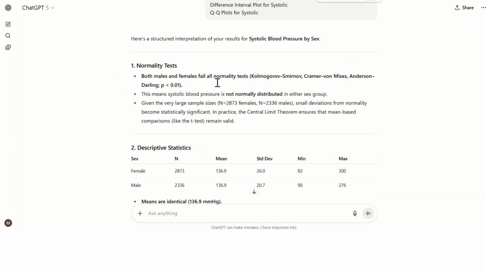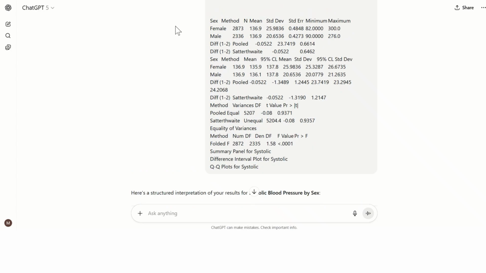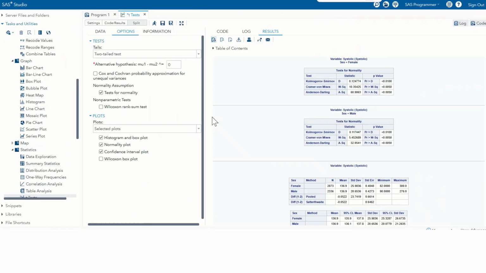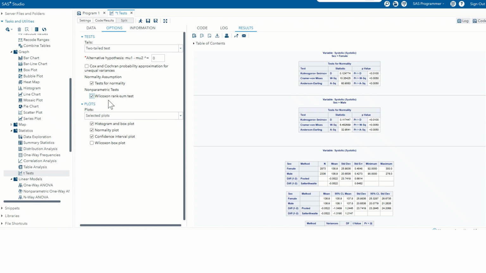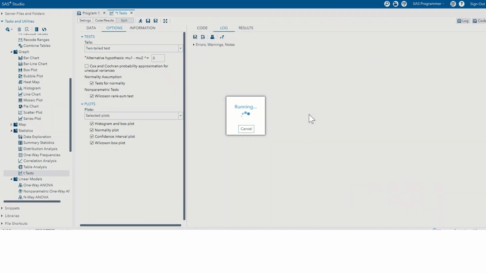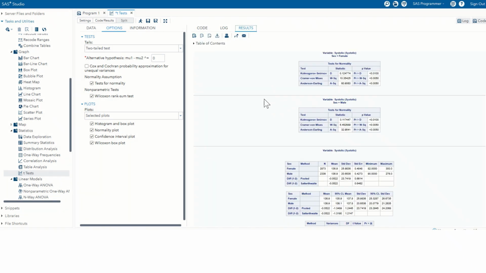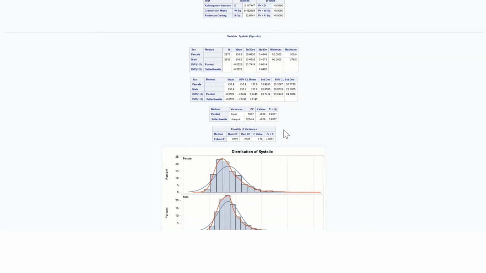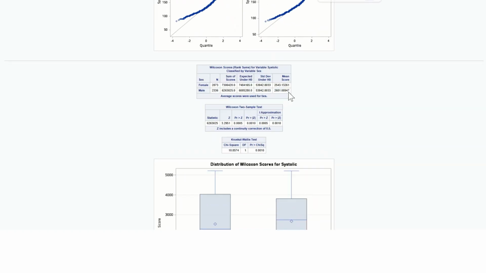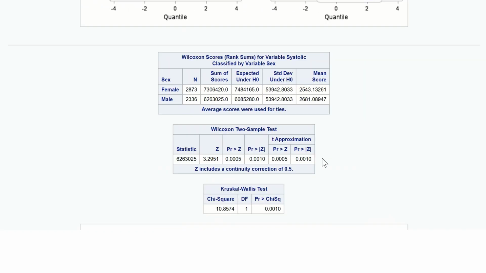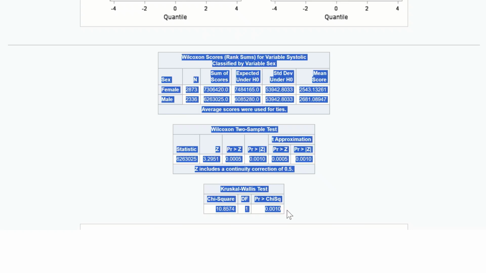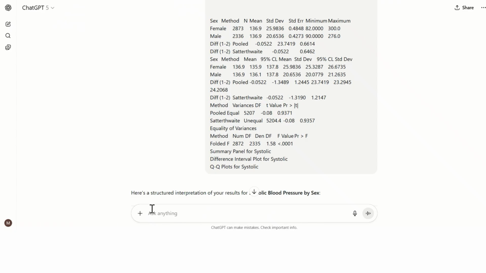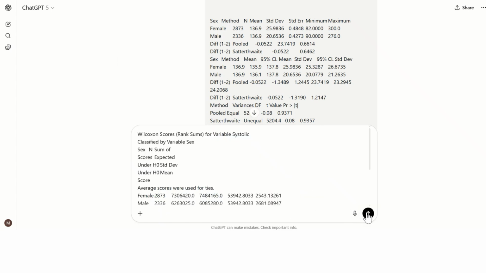So since this data was not normally distributed, we are going to conduct a non-parametric test, the Wilcoxon rank test. We're just going to check this box, and we're also going to check the Wilcoxon box plot and submit the results. Okay, so here are our results, and the non-parametric tests are here. Let's select all of them and paste them in ChatGPT and see what ChatGPT is going to tell us.